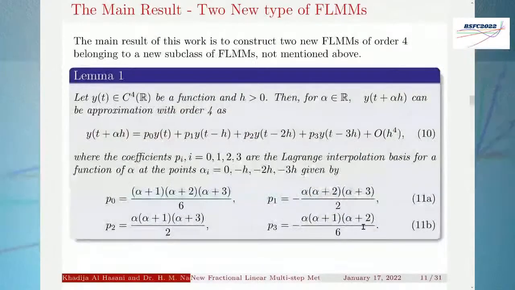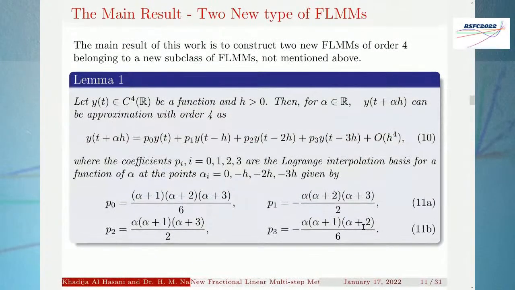So the main result of our work is to construct a new type of fractional linear multi-step method of order 4, belonging to a new subclass of the fractional linear multi-step method, which is not mentioned above. To do this, we have this lemma. We will use this lemma. This lemma says that this form of function can be approximated with order 4 by this formula.